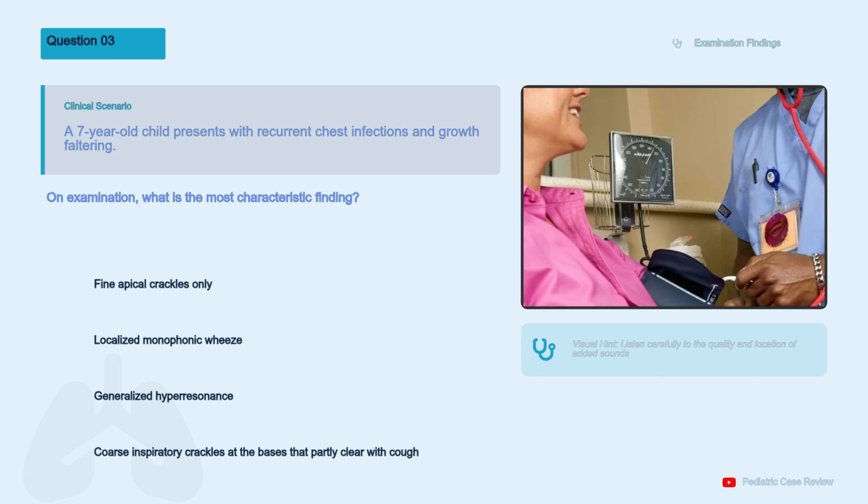Question 3. A 7-year-old child presents with recurrent chest infections and growth faltering over the past 2 years. On chest examination, what is the most characteristic finding? Option A, fine apical crackles only. Option B, localized monophonic wheeze. Option C, generalized hyperresonance. Option D, coarse inspiratory crackles at the bases that partly clear with cough. Think about the pathophysiology of chronic suppurative lung disease. What physical examination findings would you expect with retained secretions and dilated airways? The character and location of abnormal breath sounds provide important diagnostic clues in pediatric respiratory disease.